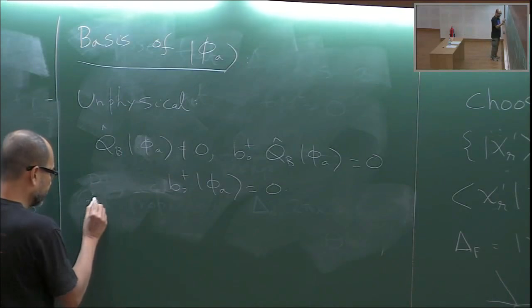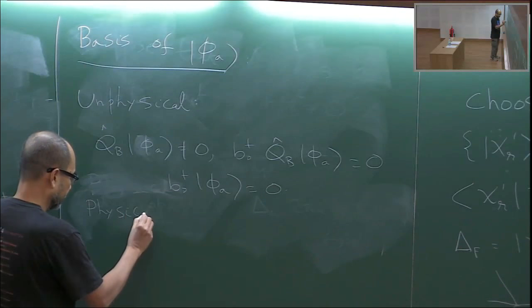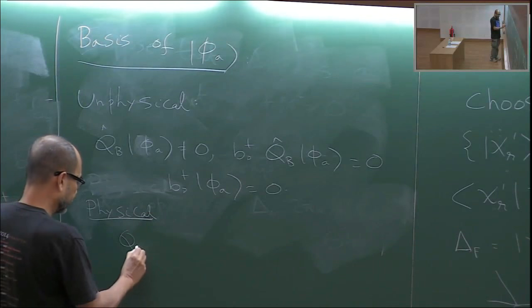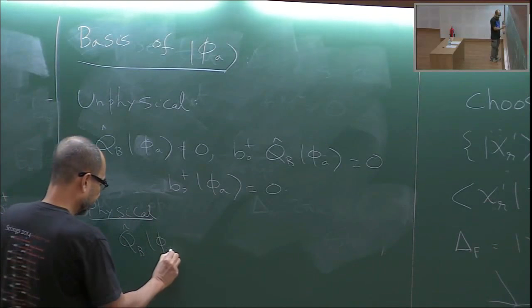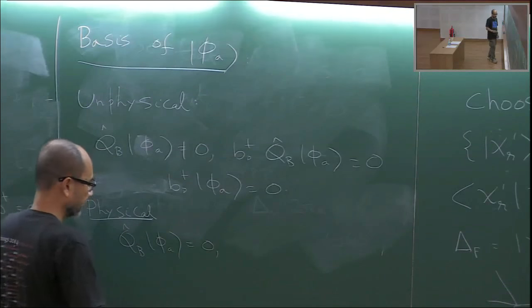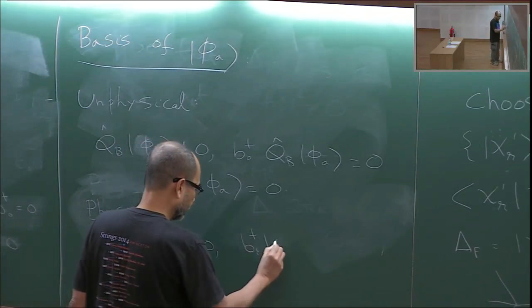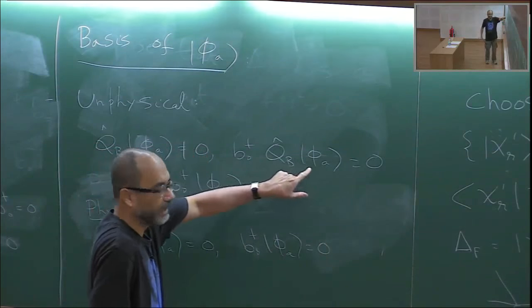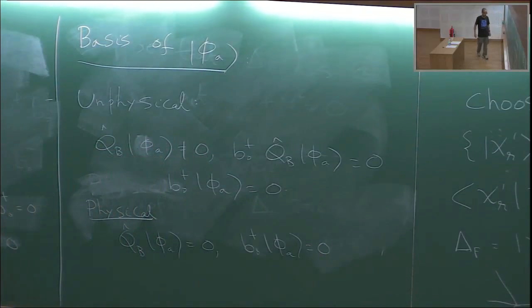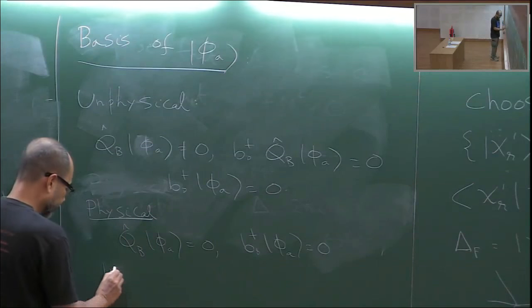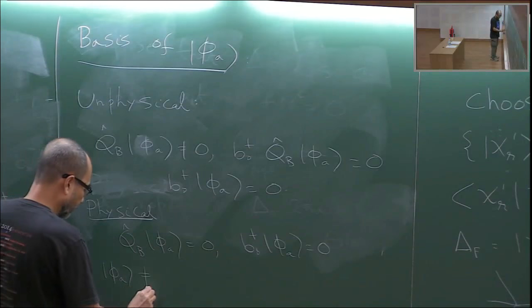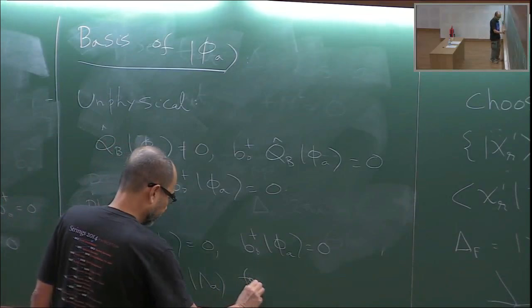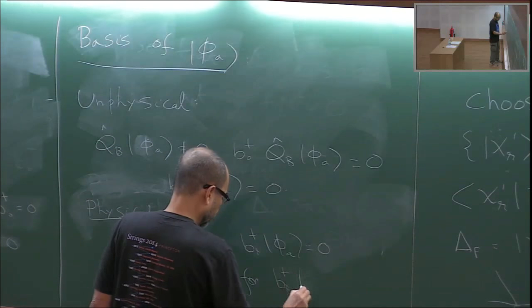Then you have physical states, which we will classify as QB hat phi A equal to 0 and B naught plus phi A equal to 0. Then this is of course automatic because QB hat phi A is 0. But phi A is not of the form QB hat lambda A for B naught plus lambda A equal to 0.